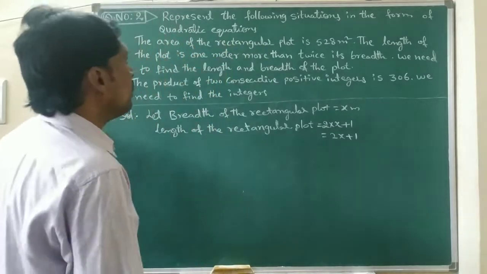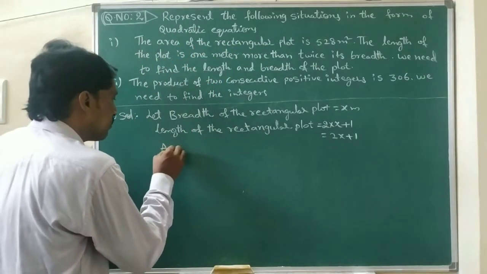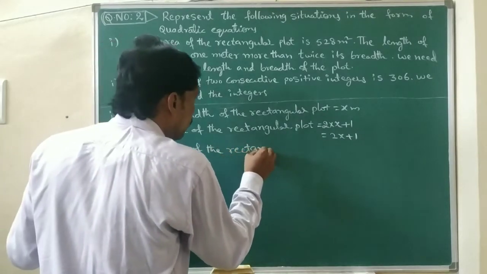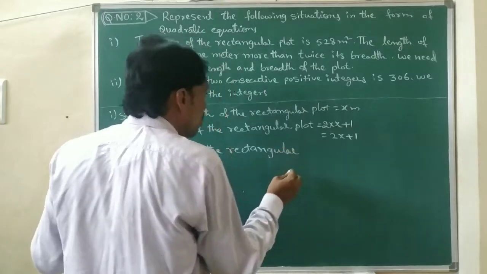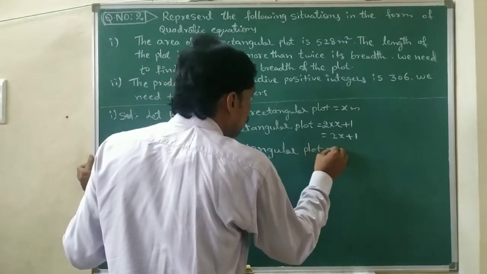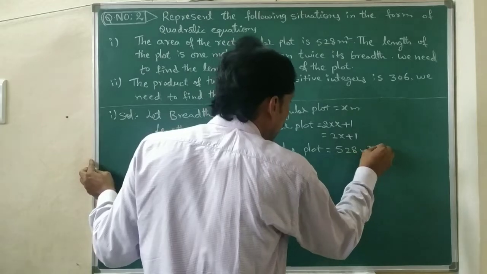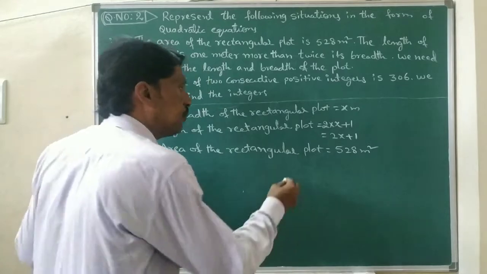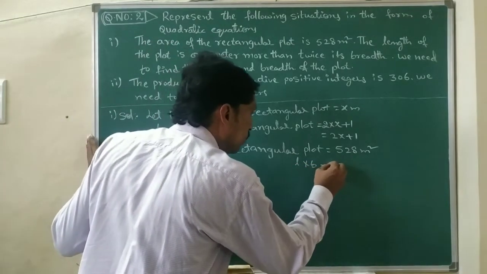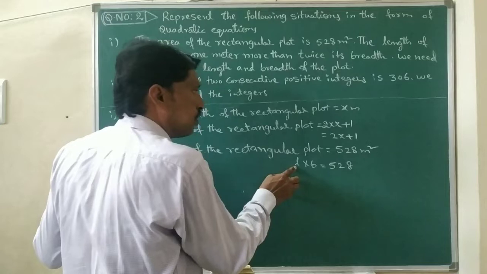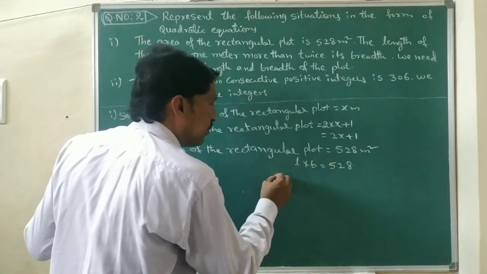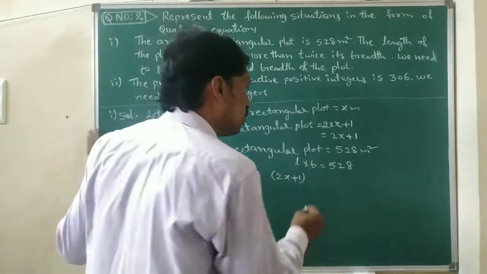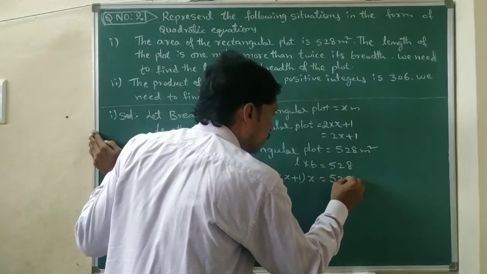Now here it is given, area of the rectangular plot equal 528 meters square. So what is the area of the rectangle? That is length into breadth. L into B equal 528. So L means length, which we took here as 2x plus 1. Breadth we got here x, equal 528.